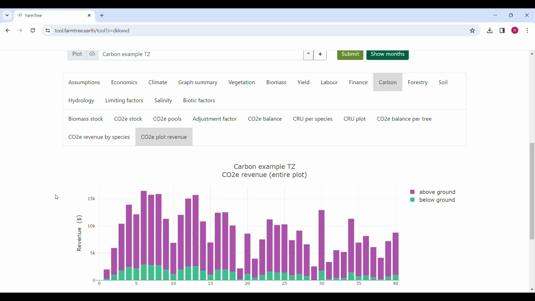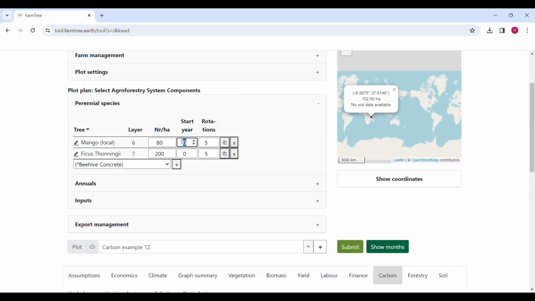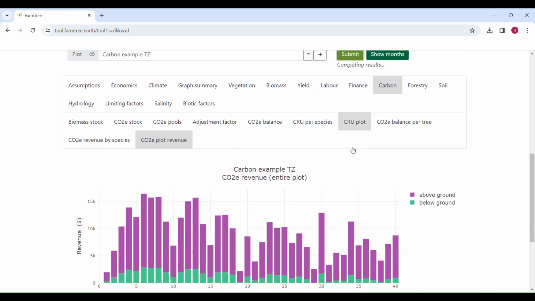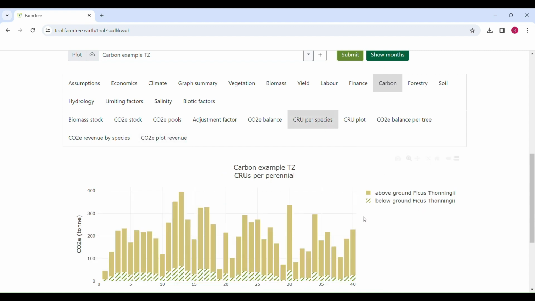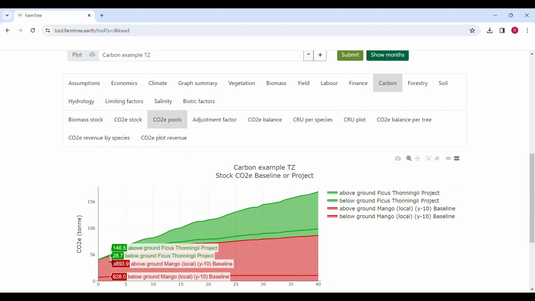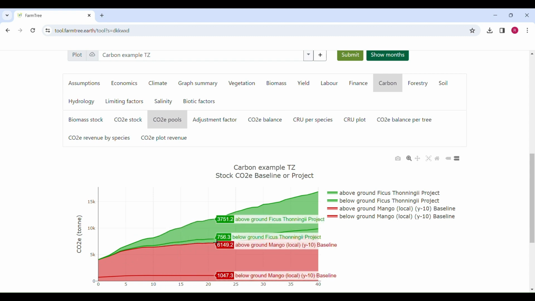Now there is one more thing that we have to look into, which is the situation where trees were already there before the start of the project. So let's say the mango trees were already there for 10 years, and we see the revenues going down. This is because there are fewer carbon removal units, simply because the mango tree is not considered anymore. At CO2 equivalent pools, you can see the carbon sequestered by the mango tree that is part of the baseline. Only the ficus is a result of the project and can be taken into account.